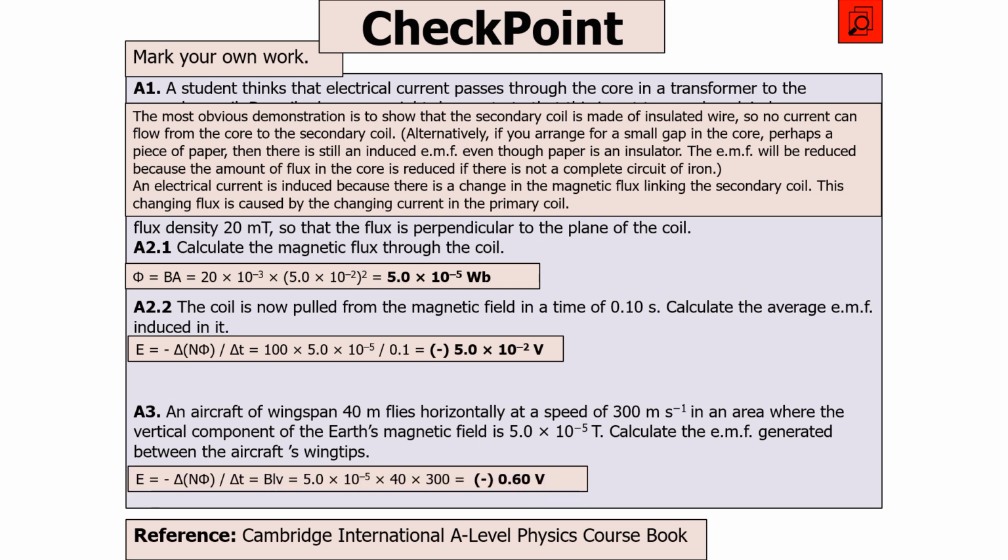Now this last one, another trick you can use, because another equation which isn't given on your exam sheet, but you can learn it to work out your average induced EMF, is BLV, where V is the velocity. So you can pop in all the values, work it through, and you get 0.60 volts.